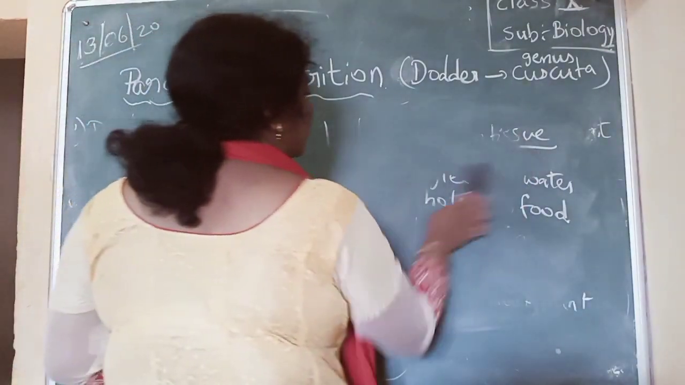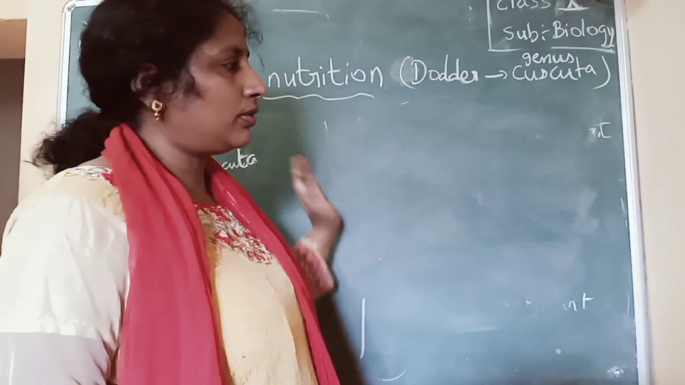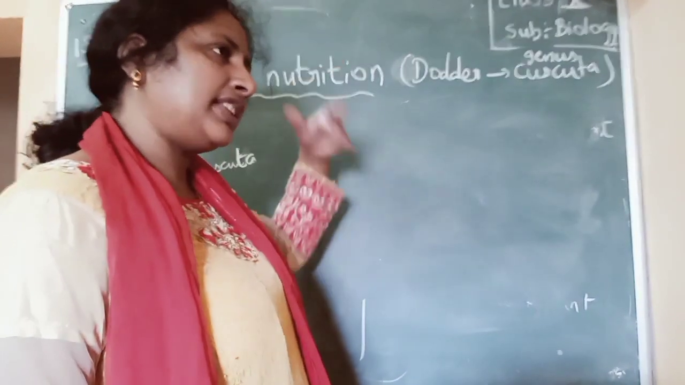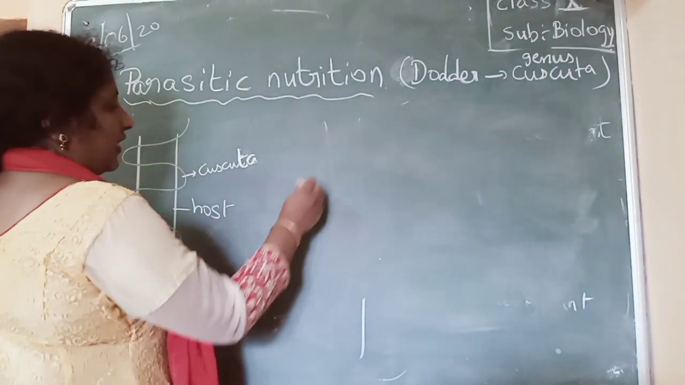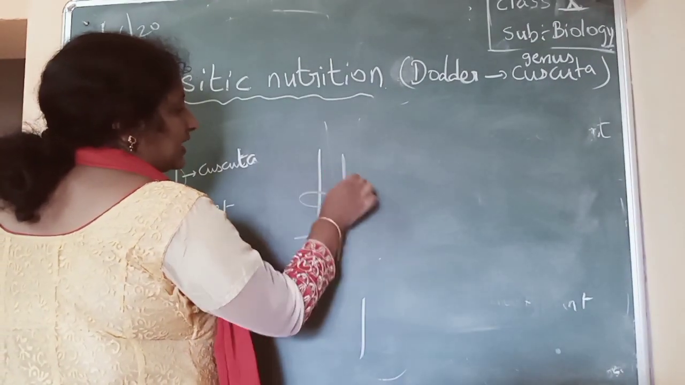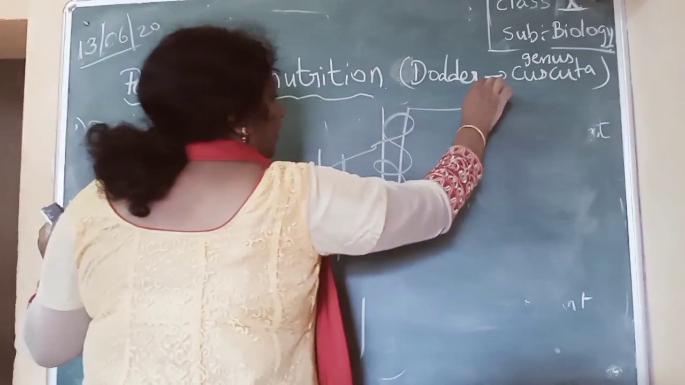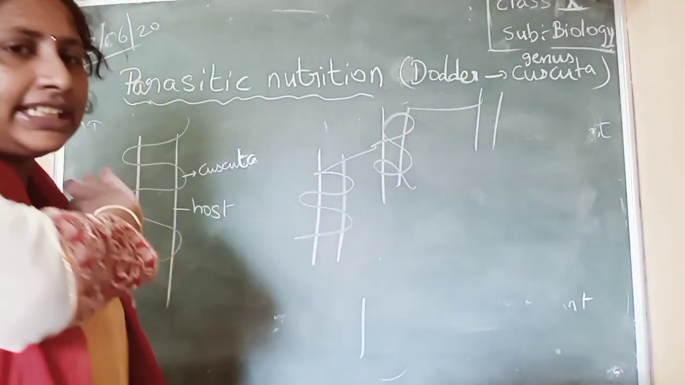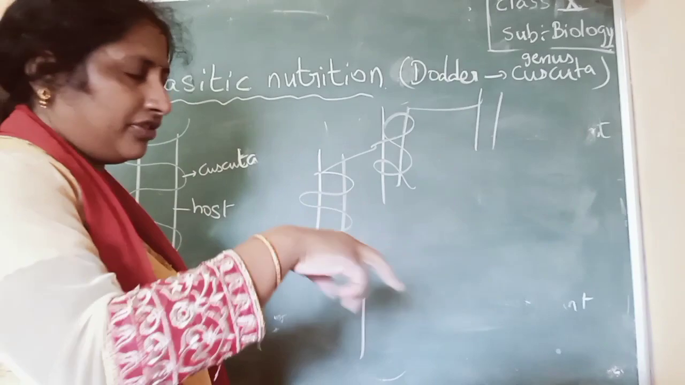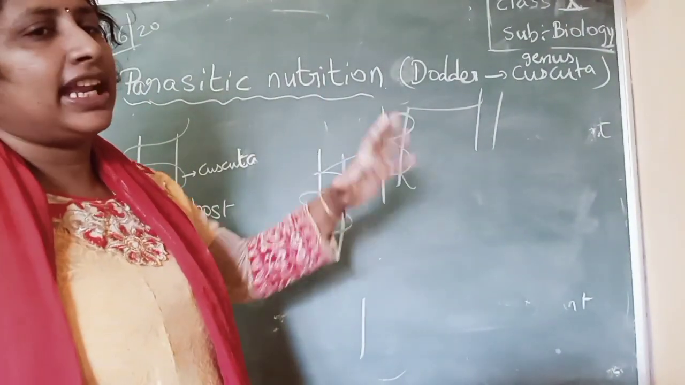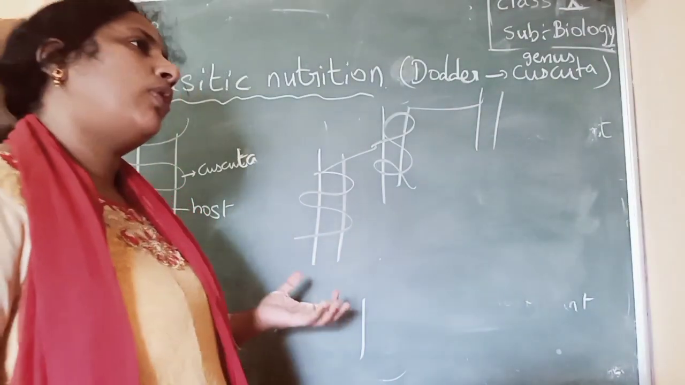Now, after one branch, it goes on to another branch, and after another branch, so the entire host plant is covered like that. It will start like this, then go to another branch, and afterwards another branch, until the entire plant is covered with dodder creeper or dodder twig, and it keeps absorbing the nutrients from the host plant.